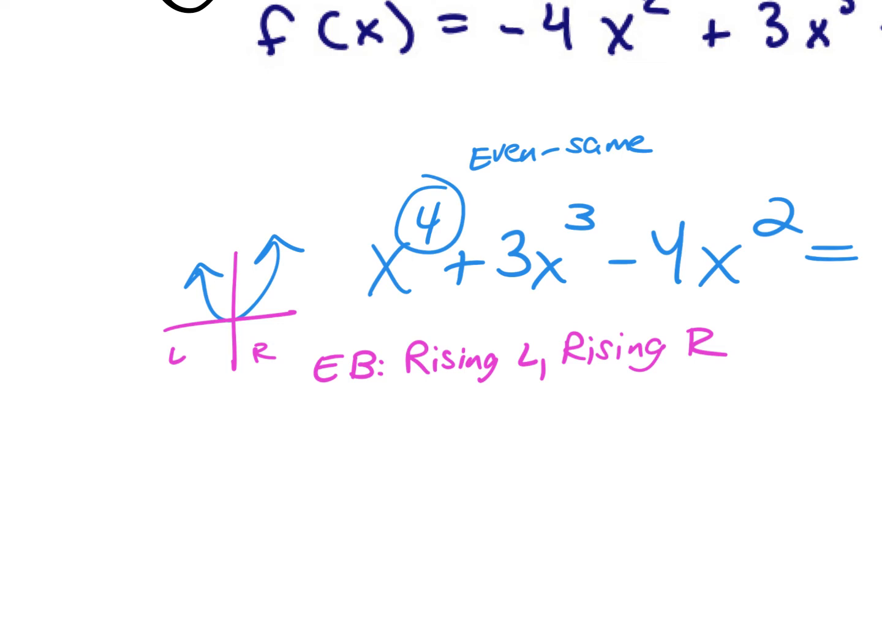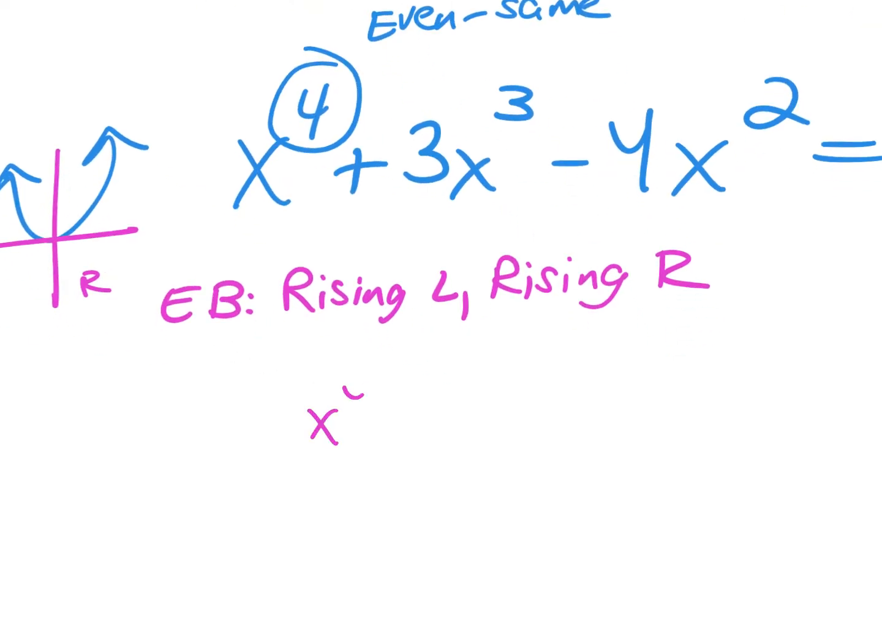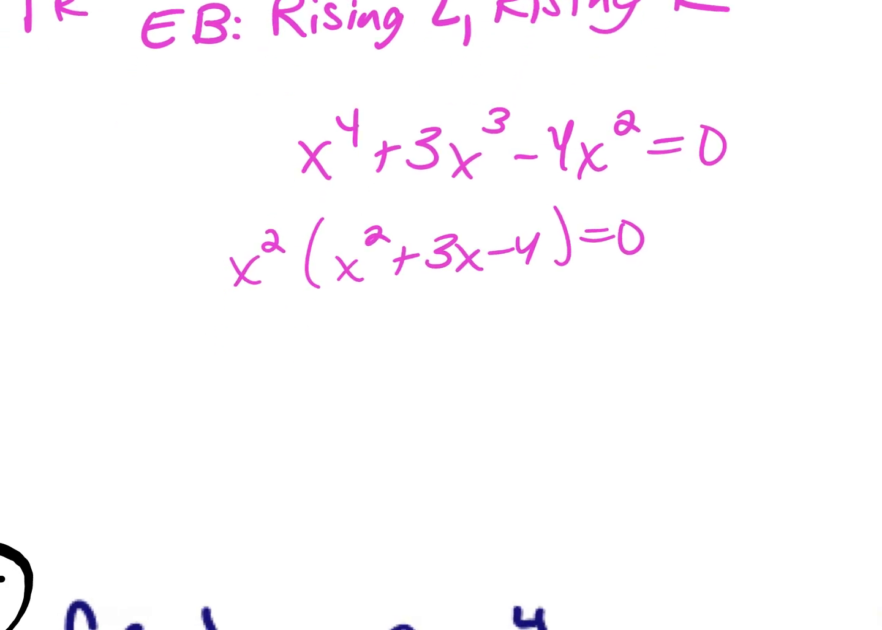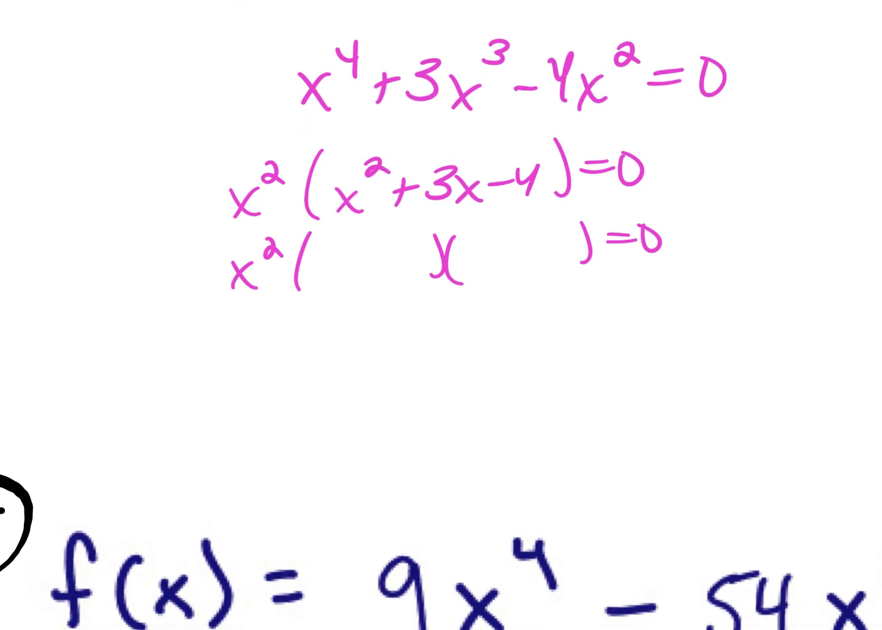Now, when we go to factor this, guys, x to the 4th plus 3x cubed, I have a tough time rewriting this, minus 4x squared equals 0. What can I take out of all three of these? An x squared. All right. So I'm left with x squared plus 3x minus 4 equals 0. So I have x squared times, are there factors of negative 4 that will multiply to give me negative 4 and add to give me 3? X plus 4, x minus 1.